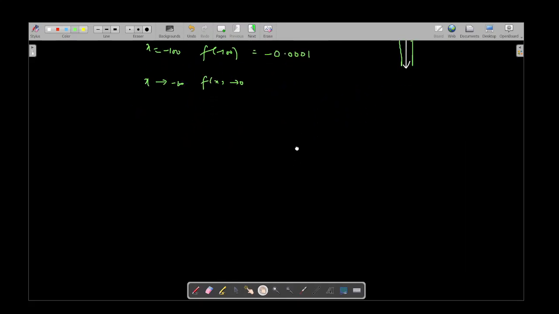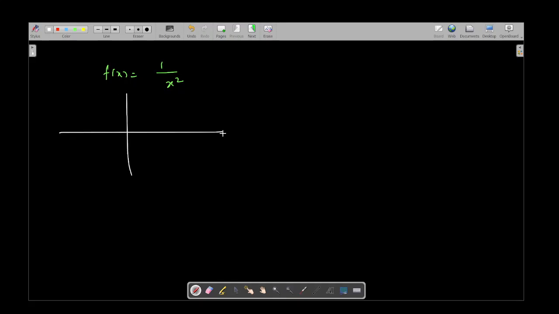Let us summarize what we did. If I have f of x equal to 1 over x square, then the curve would look like this. At 0, it takes plus infinity. From plus infinity, it goes to 0. When x is negative, in the second quadrant, it starts from infinity again and goes to 0 towards the left like this.